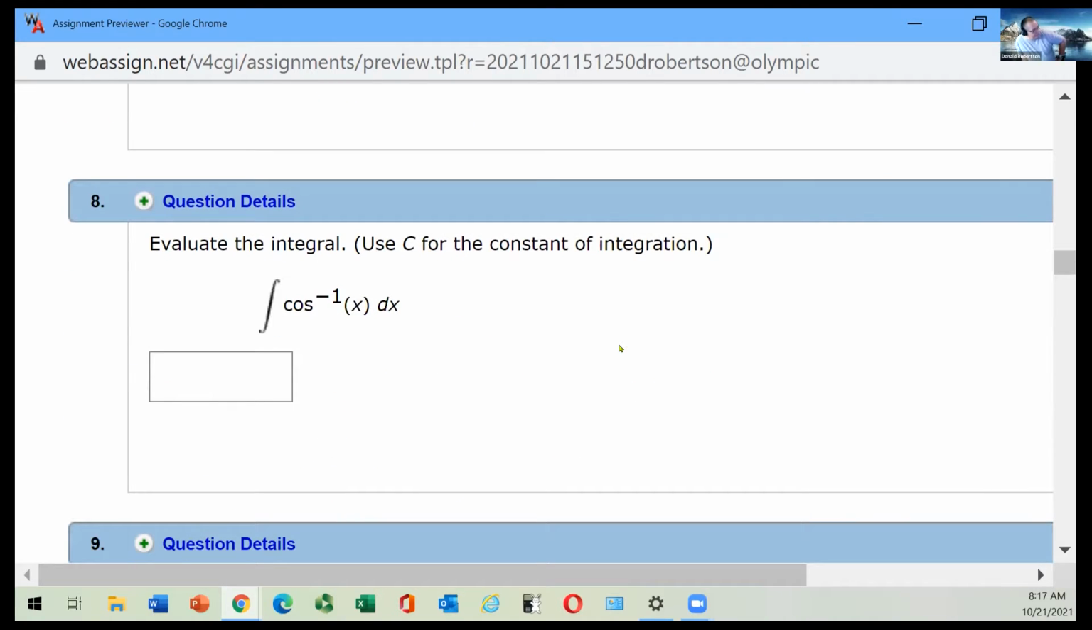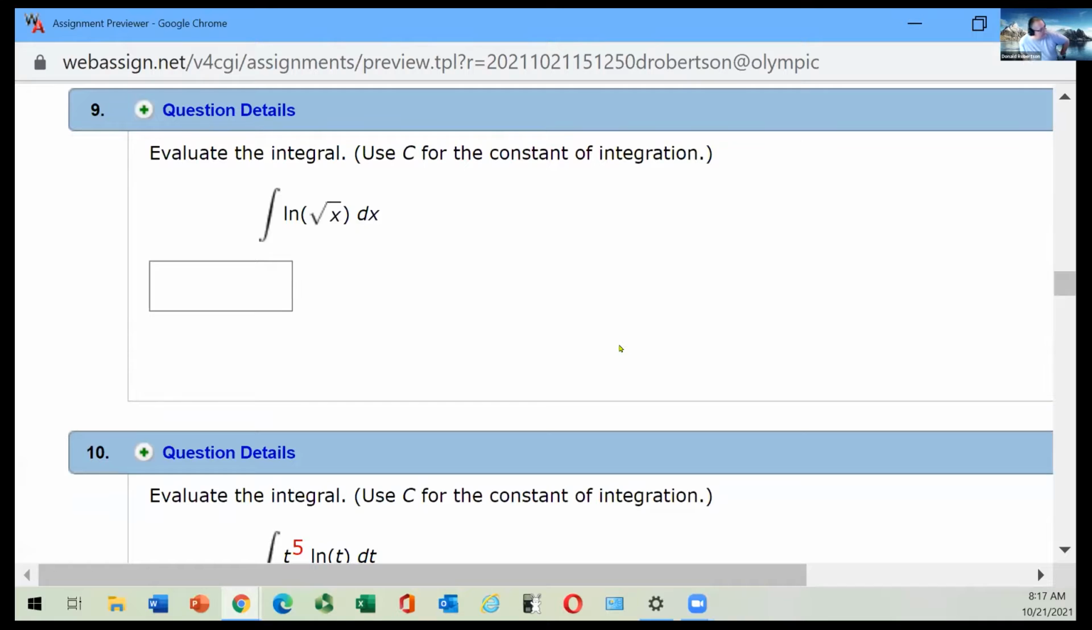Who would you choose in question 8? Inverse cosine. Yes, that would be situation 2, right? That's situation 2. Who would you choose in question 9 for F? Situation 2. Yep.